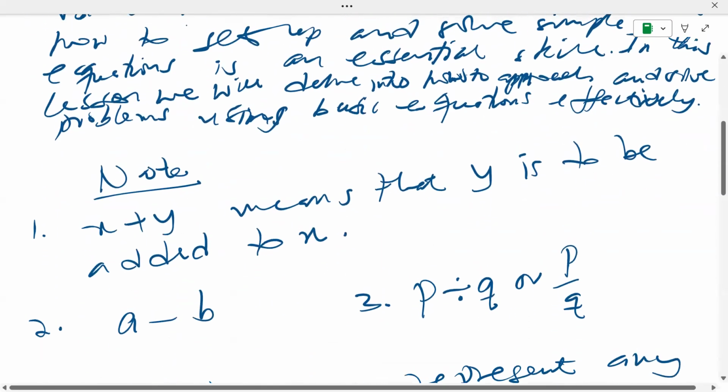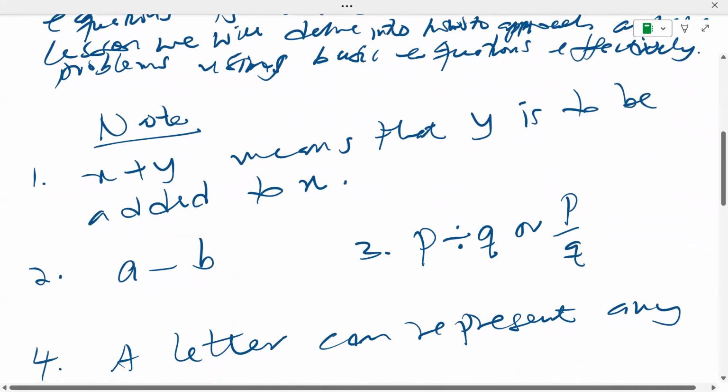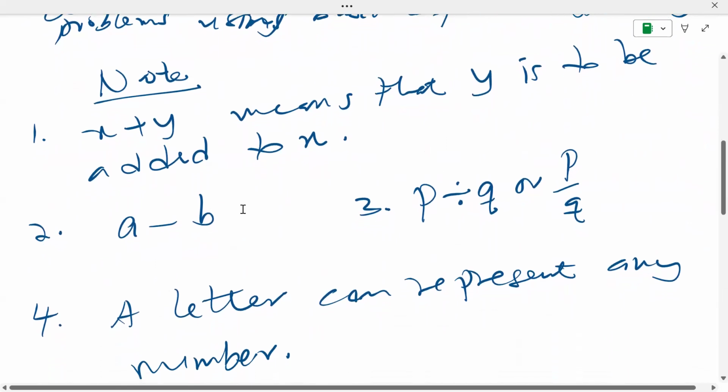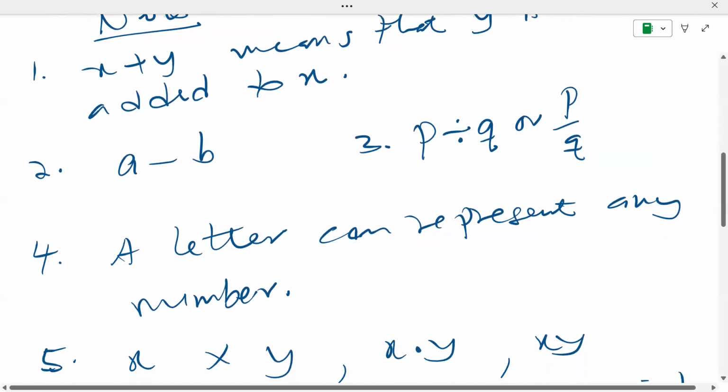One, when we say x plus y, what it means is that y is to be added to x. X plus y means that x is a number and we are adding y as a number to it. Now, 2, a minus b means that we are subtracting b from a. 3, p divided by q or p on q means that we are going to divide p by q. Sometimes we write this in a sentence form and you translate it into the mathematical expression.